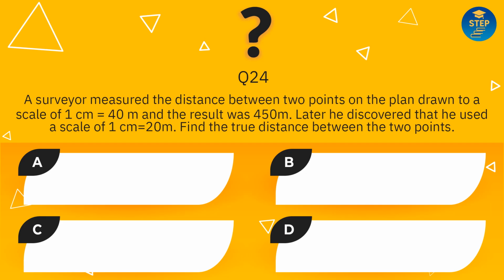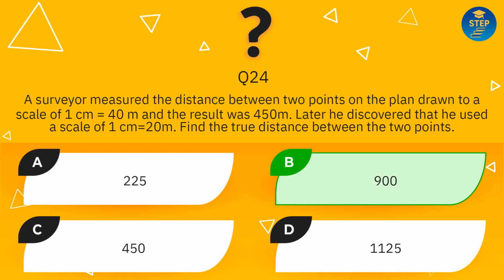A surveyor measured the distance between 2 points on the plan drawn to a scale of 1 centimeter equals 40 meters and the result was 450 meters. Later he discovered that he used scale of 1 centimeter equals 20 meters. Find the true distance between the 2 points. 225, 900, 450, 1000, 125. Answer is 900.